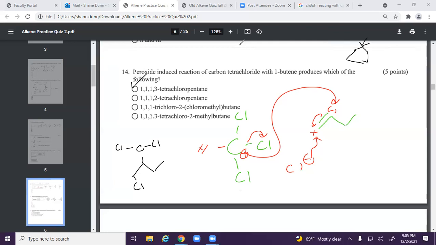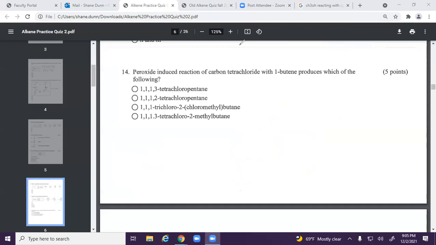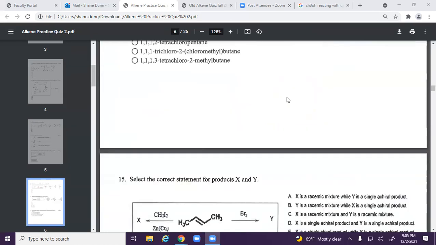Chlorine has to attach. Yeah, no. Nope. I don't see this one. I don't know how this one works. I'm going to skip it just to save us all time. I'll look into it later, but I don't like it. I hate when rings close.